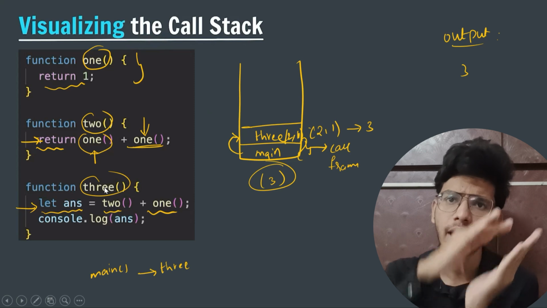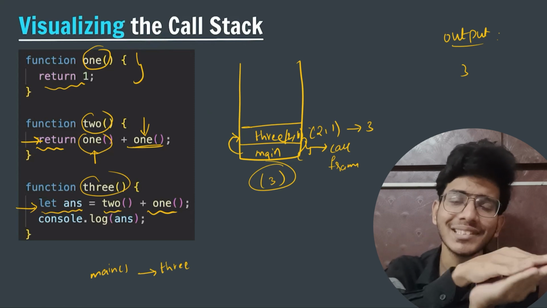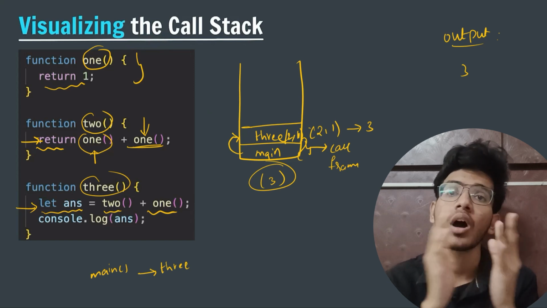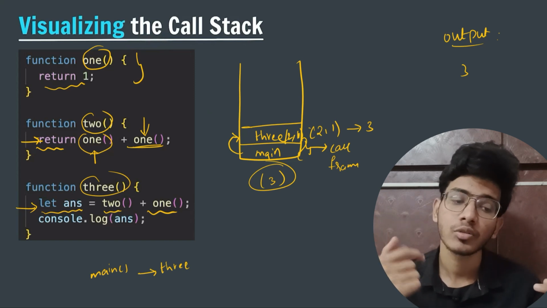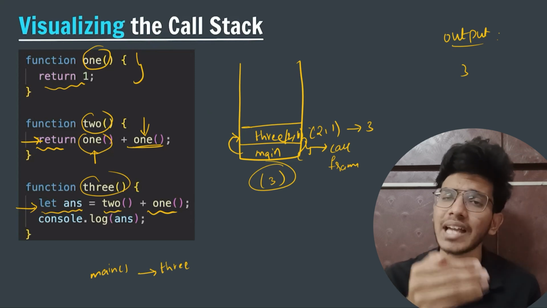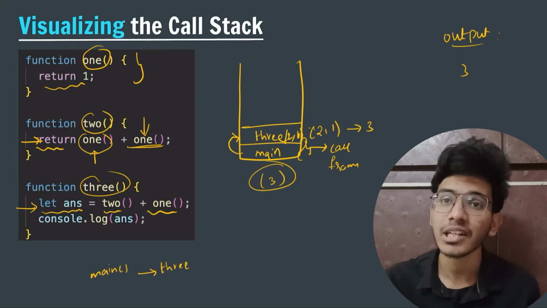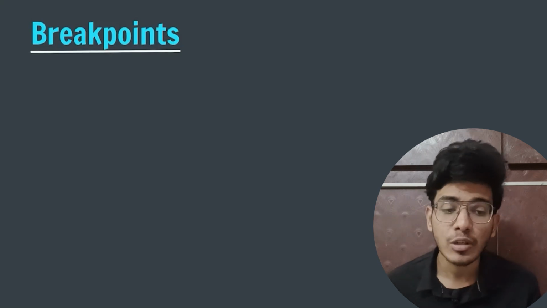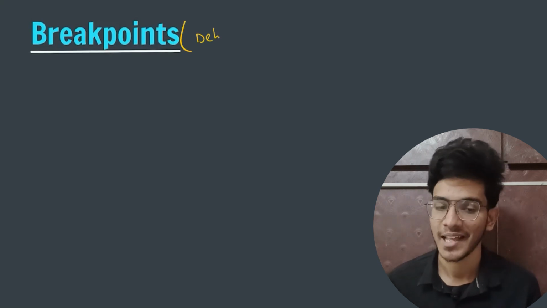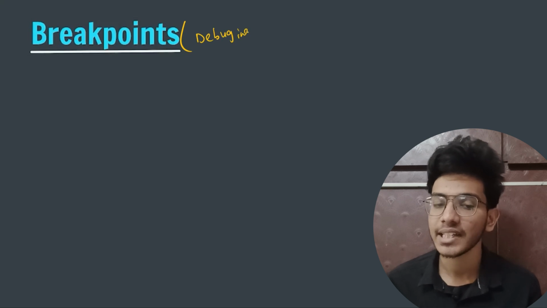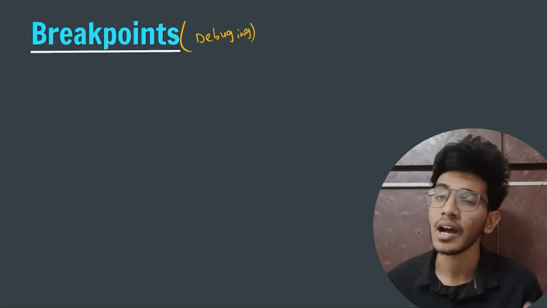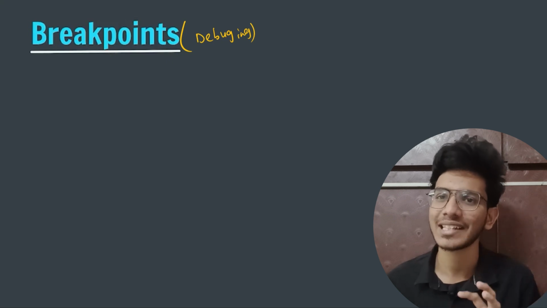Now I want to check how the function 3 is executing. What is the flow of function 3? How is the call stack formed through function 3? So to check the execution of a particular line in a program, we use breakpoints, and breakpoints are used for debugging, right? What is debugging? Let's say that you have thousands of lines of code and there is an error and you do not understand why we are getting this error.